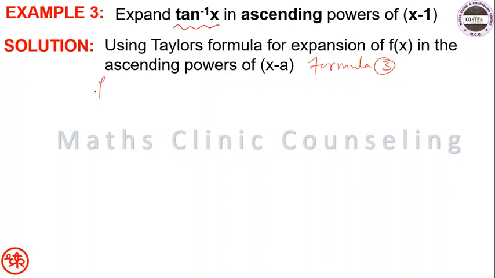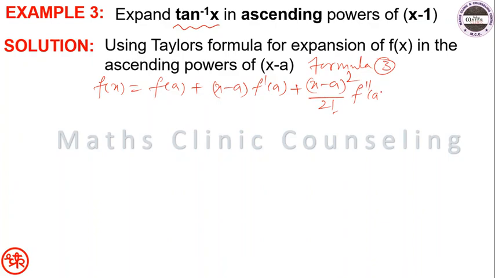f of x is equal to f of a plus x minus a into f dash of a plus x minus a whole square by 2 factorial f double dash of a plus x minus a whole cube by 3 factorial f triple dash of a plus dash dash dash, and this is now equation number 1.